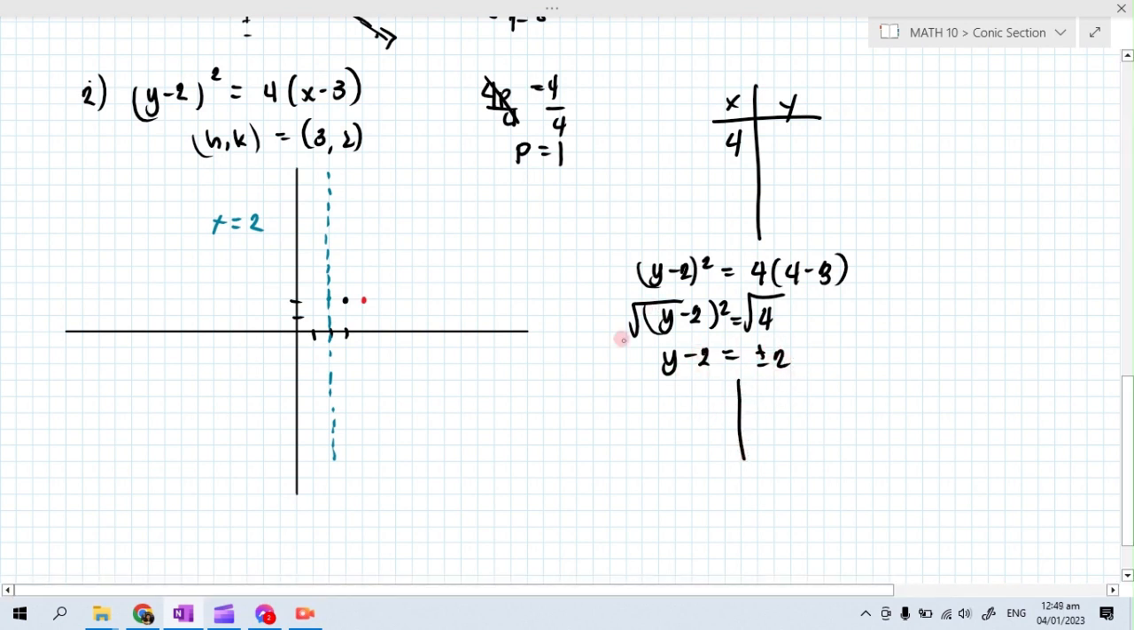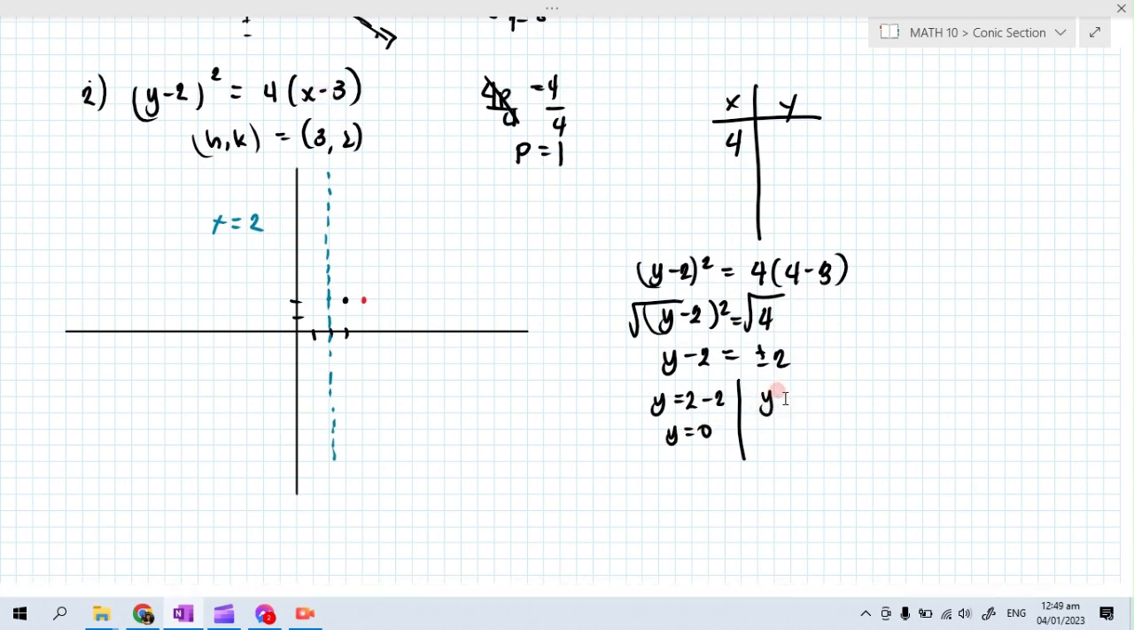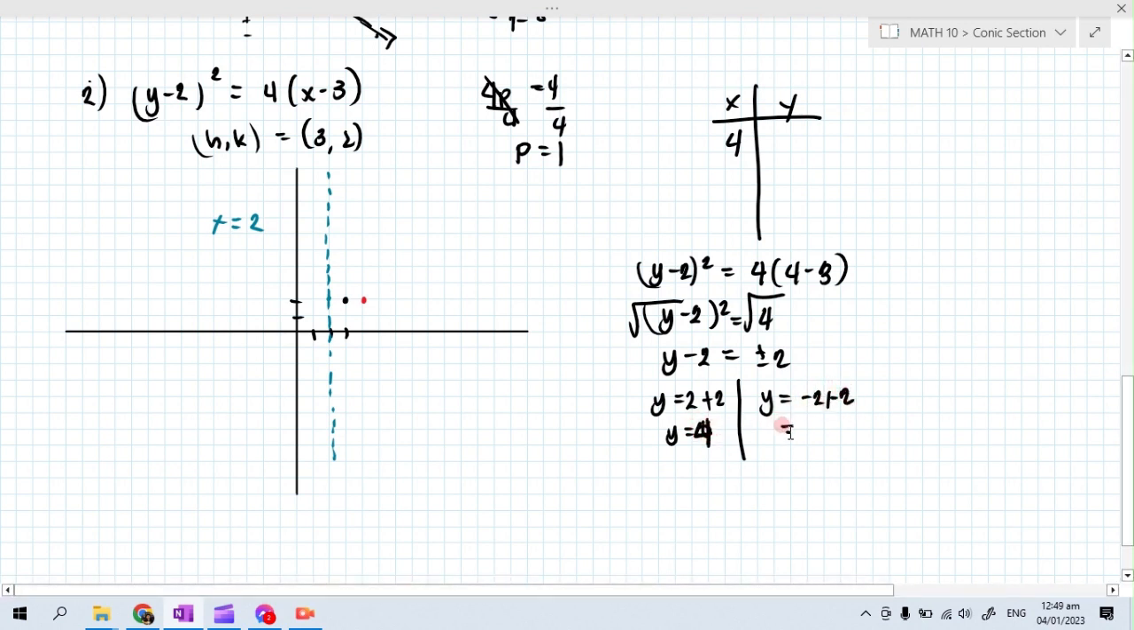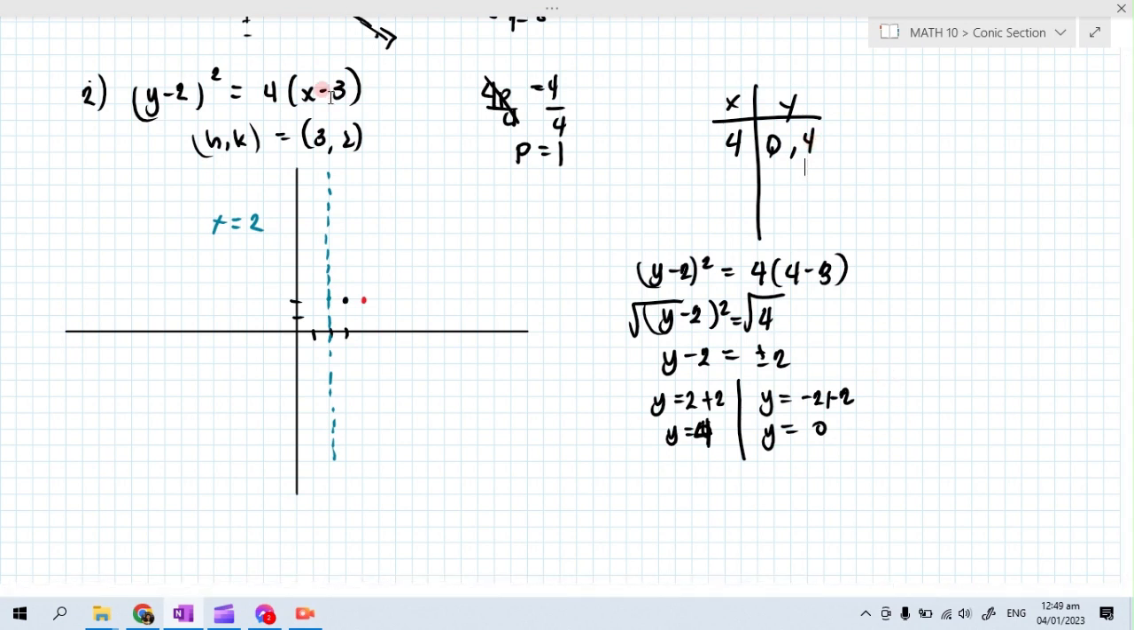So y is equal to positive 2 plus 2, no wait, y is equal to positive 2 minus 2. y is 0. Another one, negative 2 plus 2, this is 4. Plus 2, we'll be having y is equal to 4. So our y is 0 and 4.